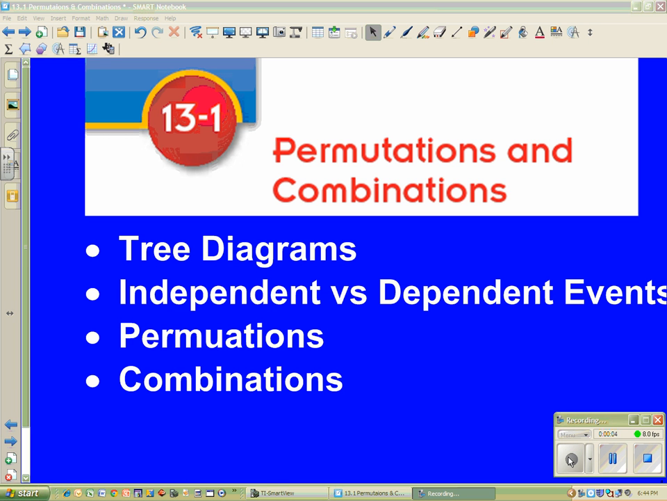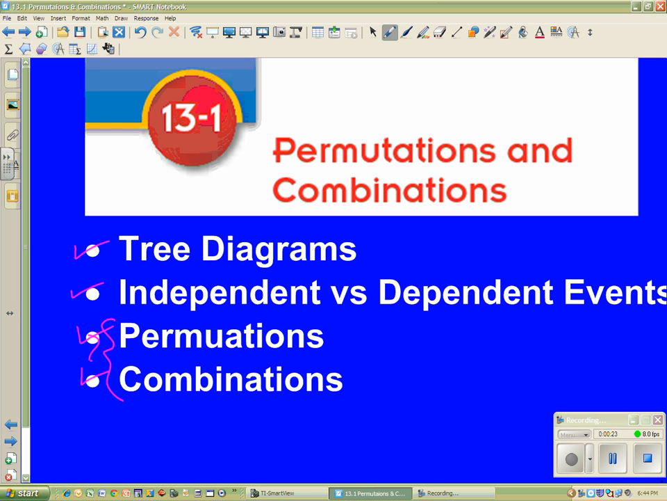Ready to go on 13.1. It's all about permutations and combinations. Yep, we're headed into the probability chapter, chapter 13. Things we're going to be working on in this one, we're going to look at tree diagrams, independent versus dependent events, permutations, and combinations.